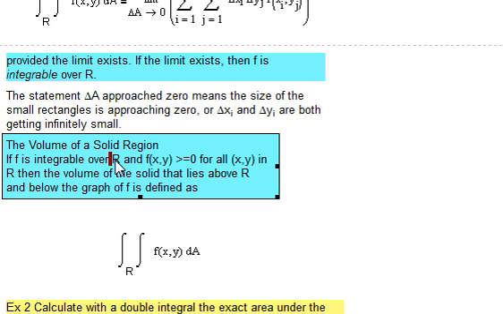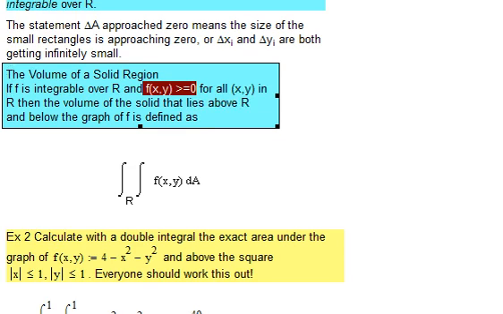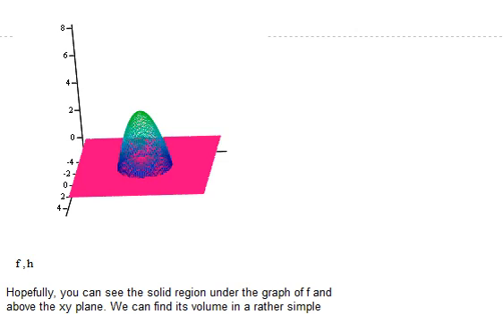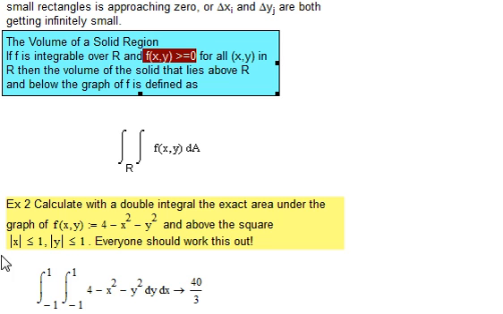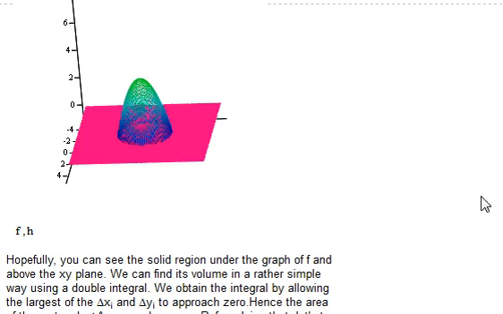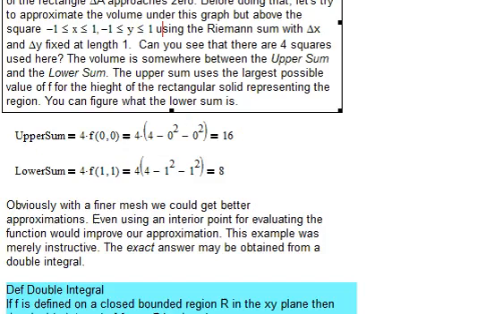that is over some region R in the xy plane and under the graph of f of xy greater than or equal to 0, right? We assume that that's true, is given by this double integral. So calculate with a double integral the exact area under the graph of, and here we're finally doing it, our function up here, and above the square where absolute value of x is less than or equal to 1, absolute value of y is less than or equal to 1. Do you realize that that is the same as what I was describing in this region right here? Okay, so hopefully you realize that.